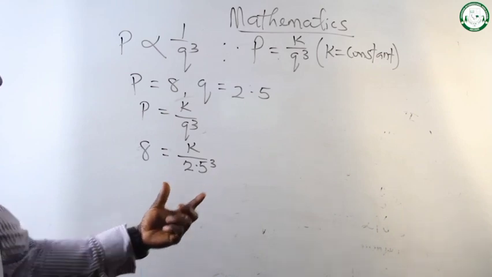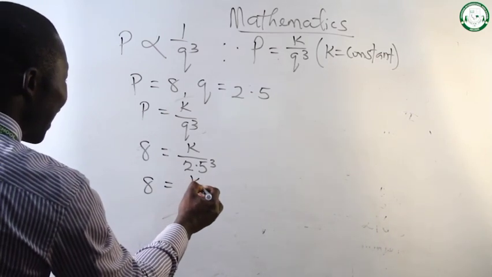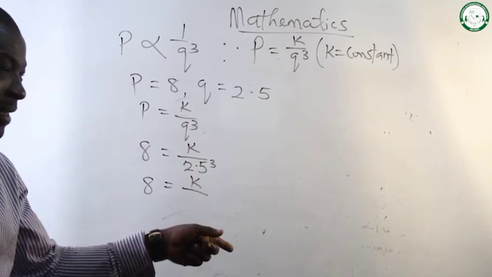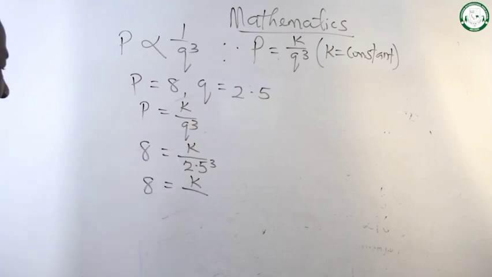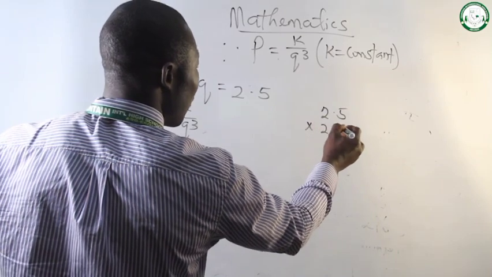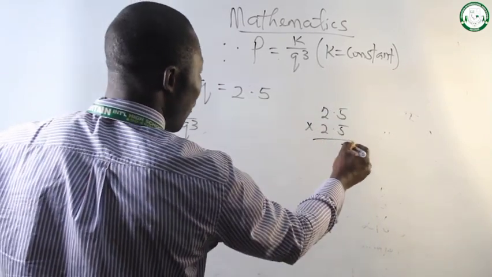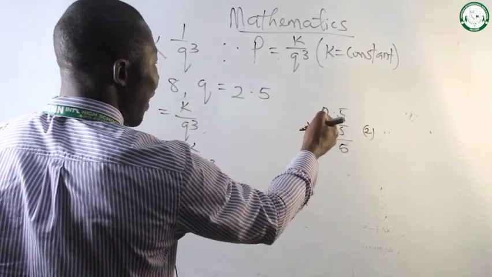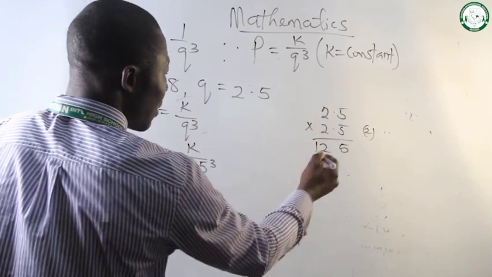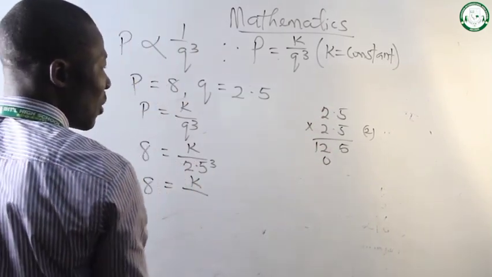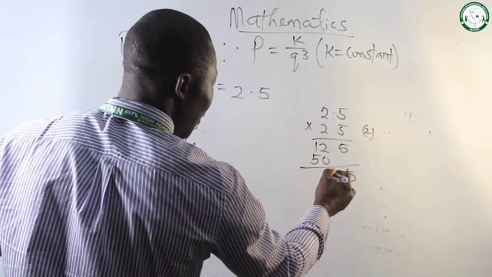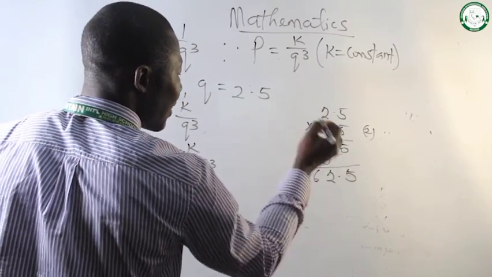I would like us to look at this one very well. This is 8 equals K over 2.5 raised to power 3, means 2.5 in 3 places, not 2.5 multiplied by 3. So let's work it in 3 places. 2.5 multiplied by 2.5. 5 times 5 will give us 25. We are keeping our 2. 5 times 2, 10 plus 2, making 12. This one will give us 10. We are left with 1. 2 times 2, 4 plus 1, that is 5. We're having 6.25 with 2 decimal places.